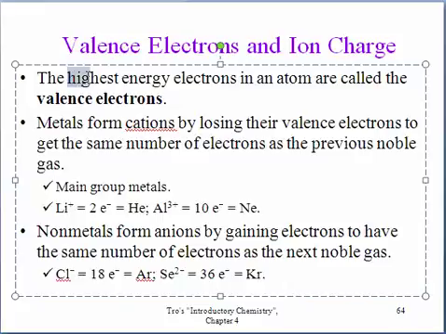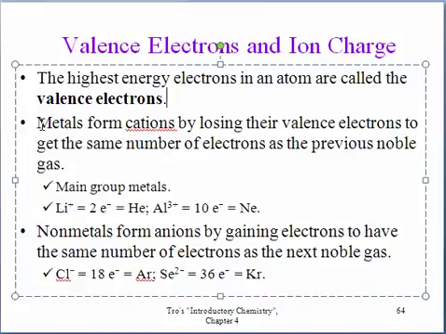These are what we consider the highest energy electrons in an atom, or in other words, these are the electrons that are furthest from the nucleus, so they are most easily plucked off or moved around because their attraction to the positively charged nucleus is the weakest because they're the farthest from it.